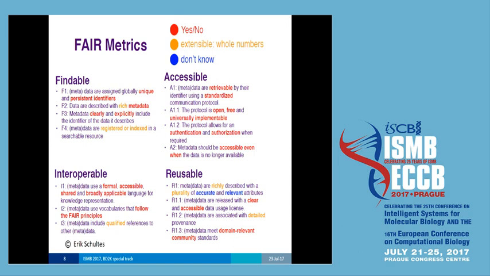I'm not going to go through all of them. I just want to say that if you take the FAIR principles and you look at it from a metrics point of view, the red ones are those that you can say a yes or no to, and the yellow ones are extensible, so you can apply a number to it. The blue ones are a few that they do not really know yet what to do with.